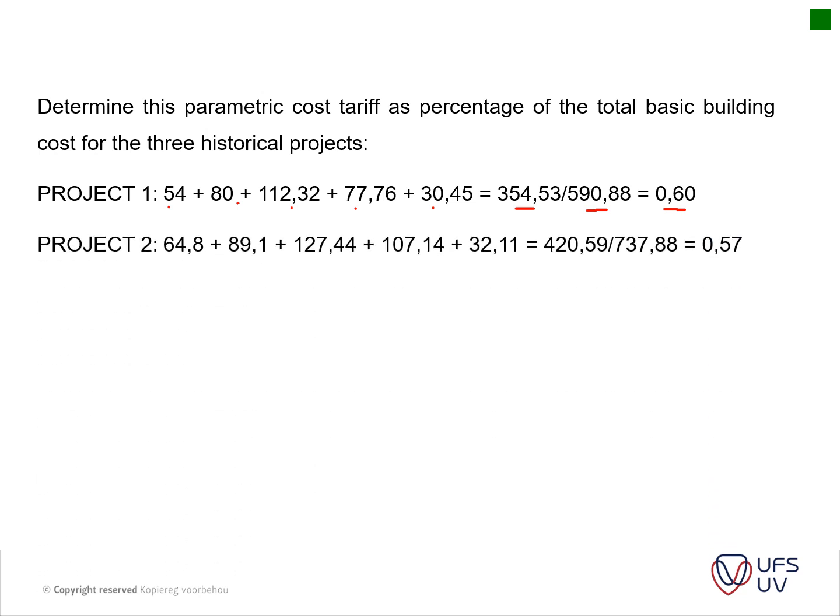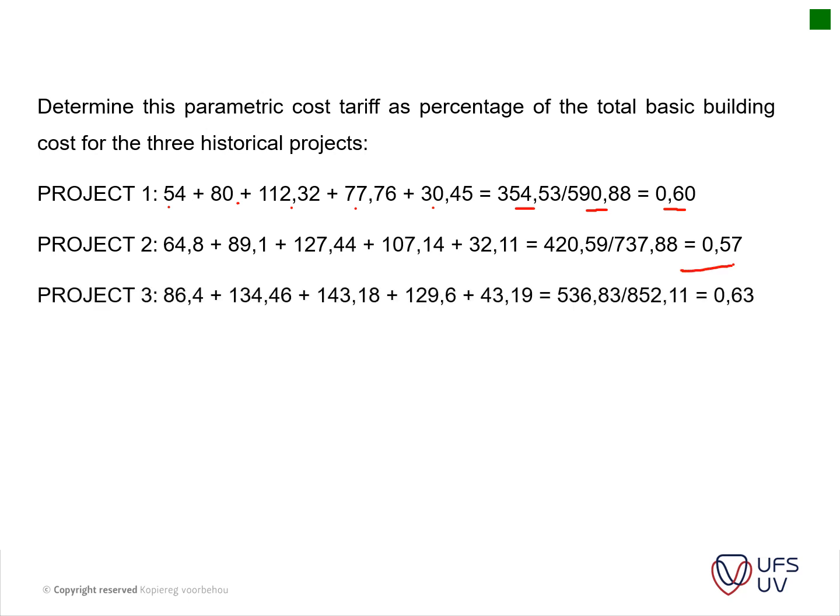You do the same for your second project, and you do the same for your third project. Okay, and then what you do is basically you work out what the average percentage of these items is over these three projects. So now you can see the table 2 only the junior QS only worked out 60% of the basic building cost for your new building.